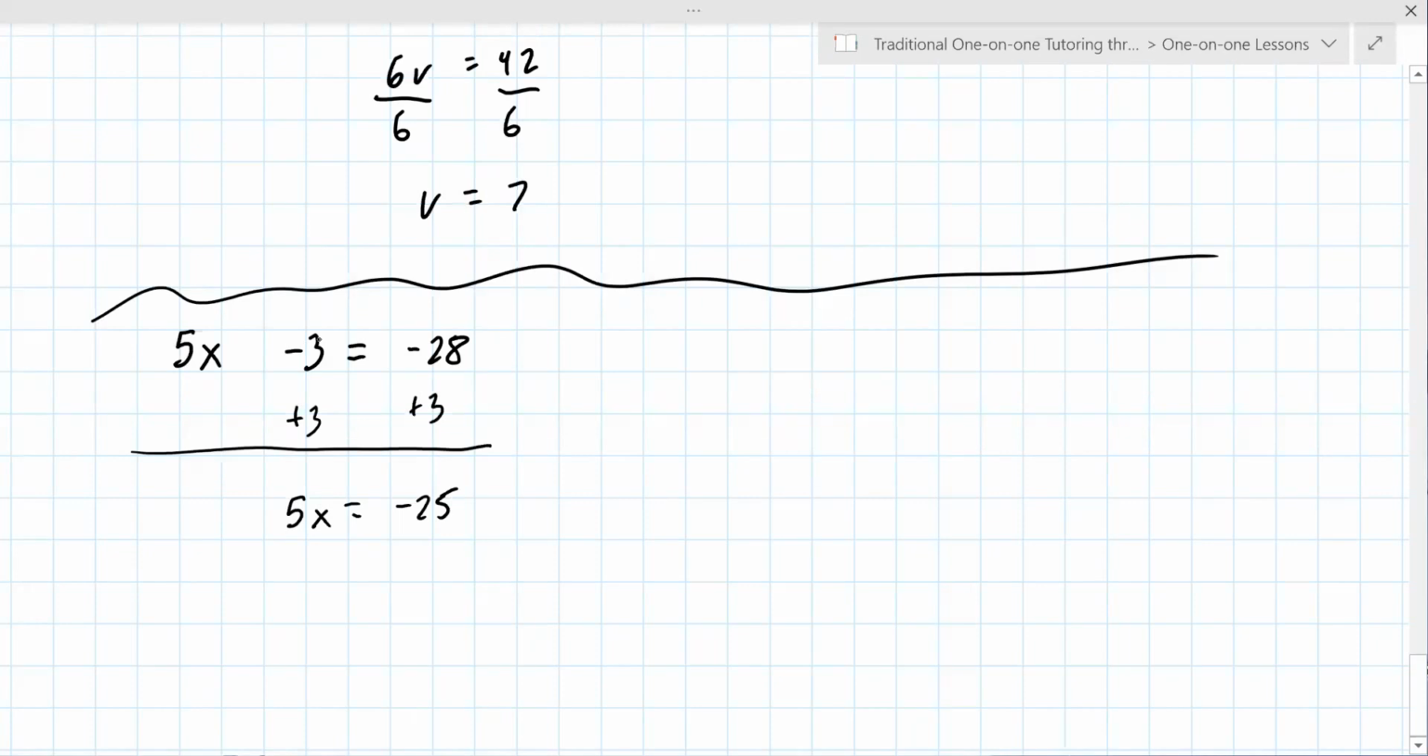Okay, I think I know. Okay, I think I got it. Like, not the answer, but I'm really close. Okay, I got it. So we add 3 on each side. Yep, you got it. And you get the 5x and the negative 25, and then you divide both sides by 5 and you get negative 5. Excellent.